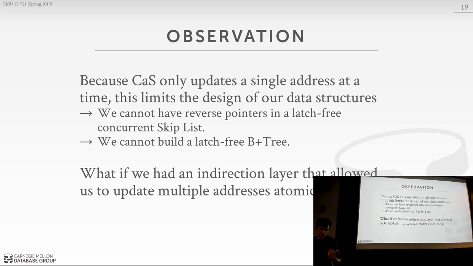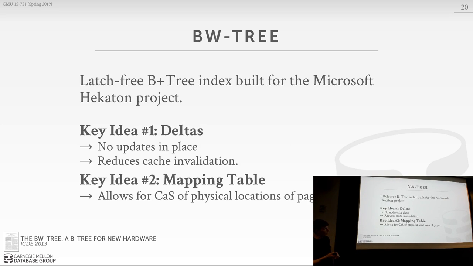Also because of this, we can't have a latch-free B+ tree, because the B+ tree has pointers all over the place. If I have to change a memory location of a node because of a split or a merge, and I have to update a bunch of pointers to it, I can't do that atomically without taking latches. So for this reason, the canonical B+ tree, as we teach you in the introduction class, can't be made latch-free even though everything's in memory. The way to get around this limitation, if you want a B+ tree, is to introduce an indirection layer that allows you to update multiple logical addresses all with a single compare and swap on a single memory location. And that's the main idea of what the BW tree is.